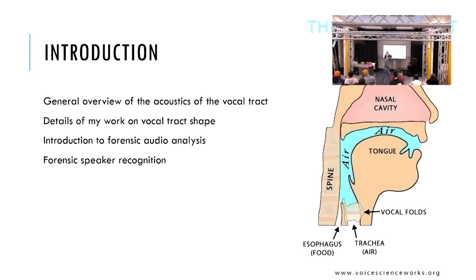So this is basically a mid-sagittal cut through the head, and when we're talking about the vocal tract, we're talking about everything from the vocal folds up. This is the tongue in the middle here, and we've got the lips over here. The nasal cavity is also a big side branch, but this is essentially a tube with a buzzer at one end, being the vocal folds.